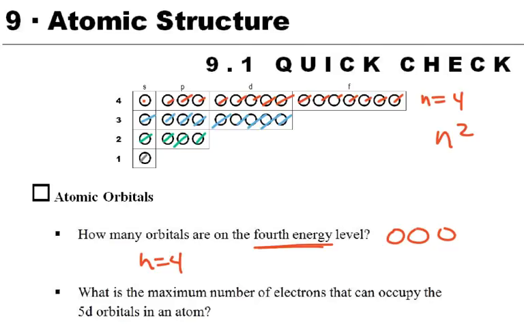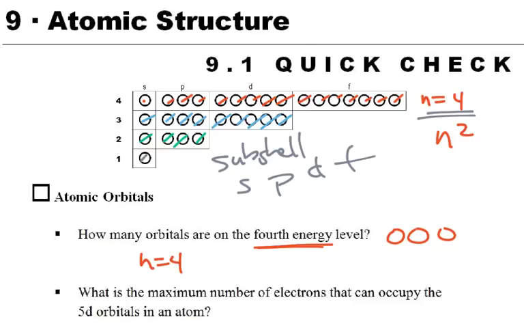The number of types of orbitals, the number of subshells, that is n. So if we say the word subshell, there's an S subshell, a P subshell, a D subshell, an F subshell. So on any level, in this case 4, there are 4 subshells, n squared, 16 orbitals.